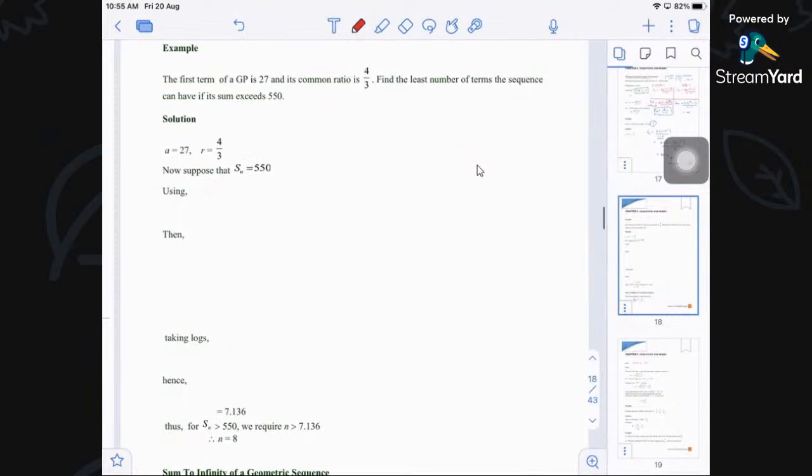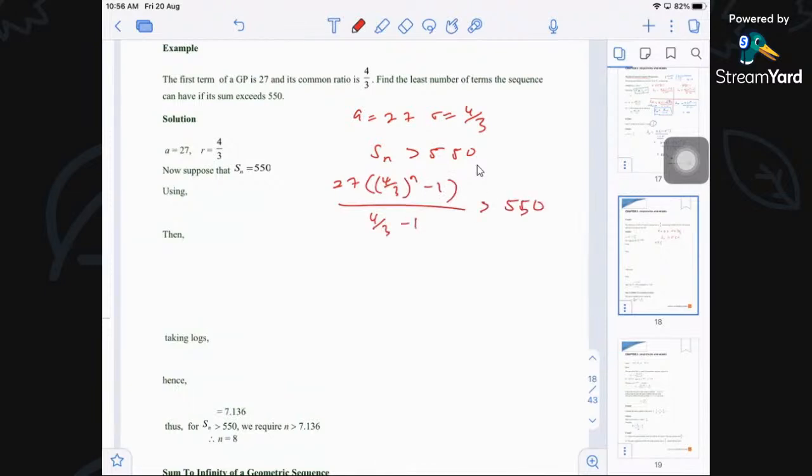Okay, next one there. The first term of a GP is 27. So here A is 27, the R is 4 over 3. Find the least number of terms the sequence can have if its sum exceeds 550. So Sn is more than 550. So here A is 27, but this time it will become 4 over 3 to the power of n minus 1 over 4 over 3 minus 1, greater than 550. Now be careful here. 4 over 3 minus 1 is 1 over 3. So 27 divided by 1 over 3 there is going to give you 81.